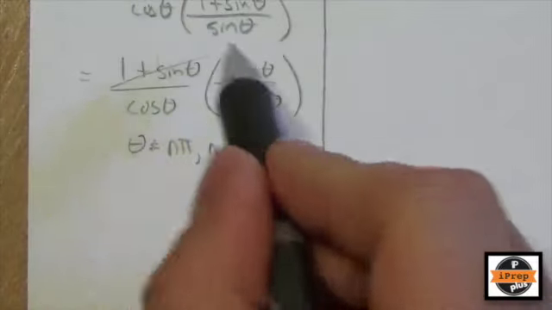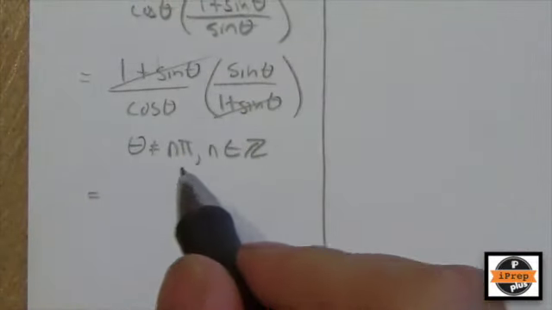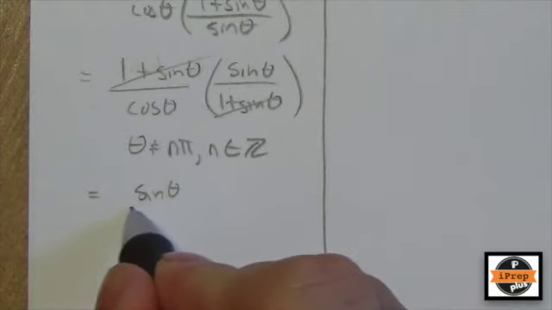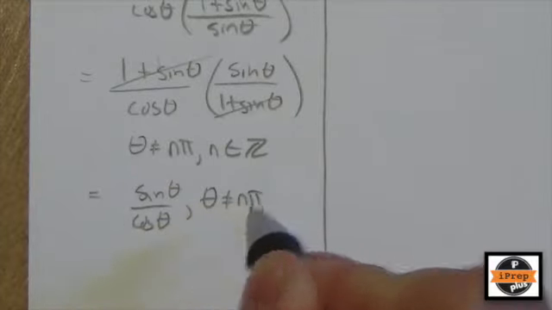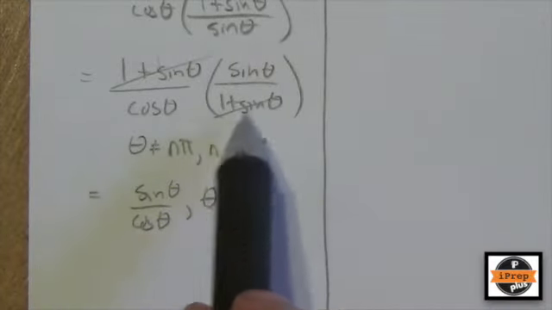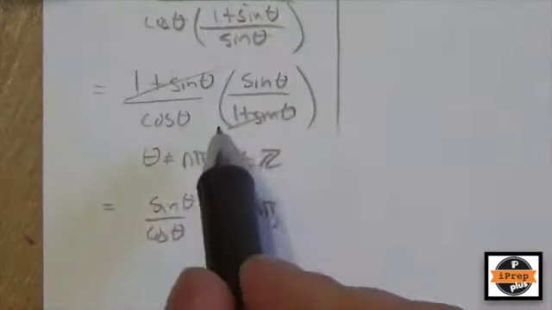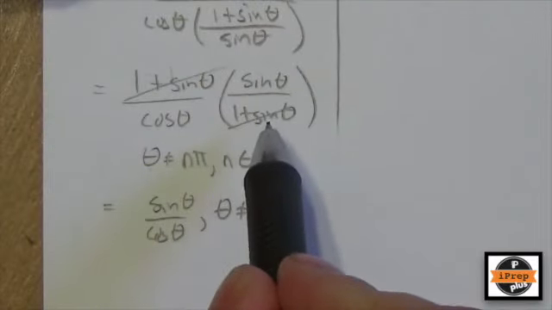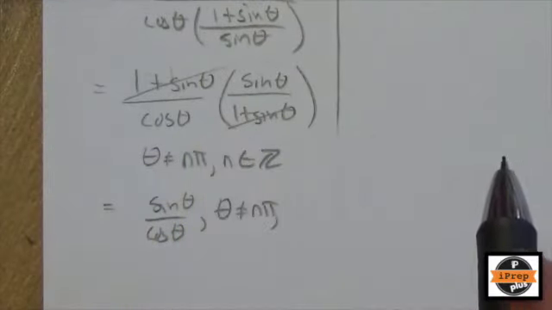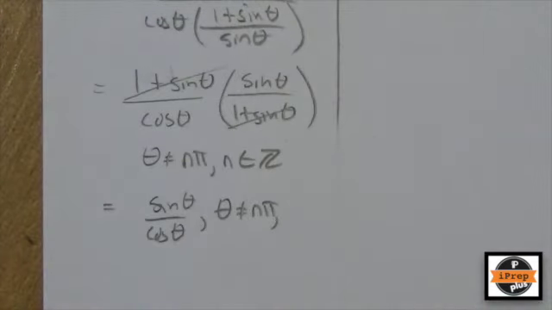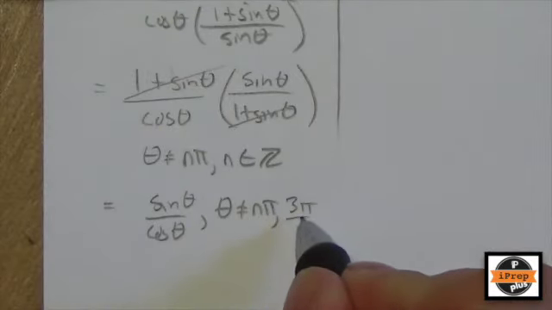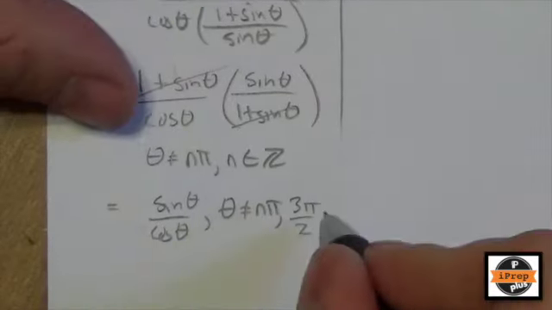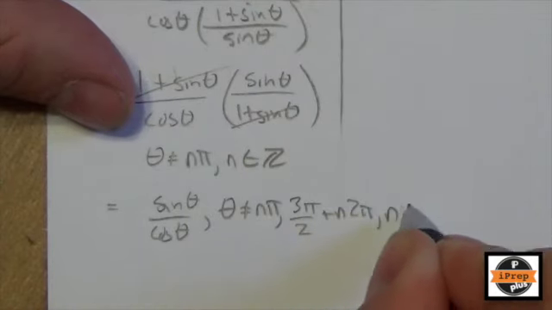Now, in addition to that, 1 plus sine over 1 plus sine is going to cancel, and so I'm going to be left with here the sine of theta over the cosine of theta, so long as theta does not equal n pi. I've already dealt with that, but there's going to be another restriction here. Sine of theta can't be equal to -1, because if it is, then 1 plus sine of theta goes to 0. Now, where does the sine of theta become -1? And the answer is at 3 pi over 2. So 3 pi over 2 plus n 2 pi, where n is an element of the integers.